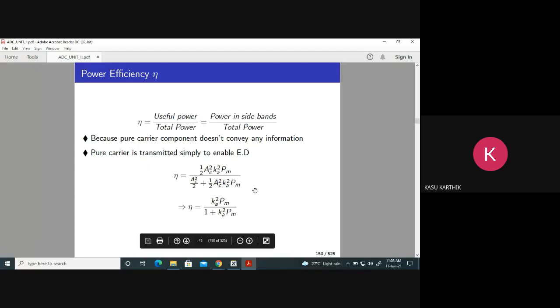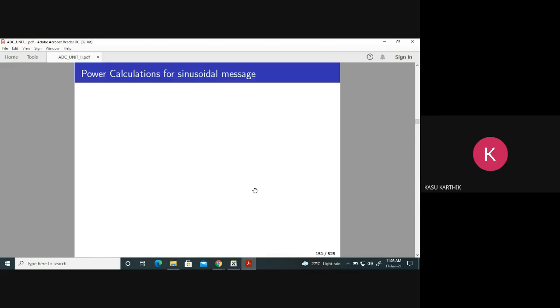This is about power efficiency. It is simply a ratio of useful power to the total transmitted power. Okay. So now let us see power calculation for sinusoidal message signal, or power calculation in single-tone AM signal.